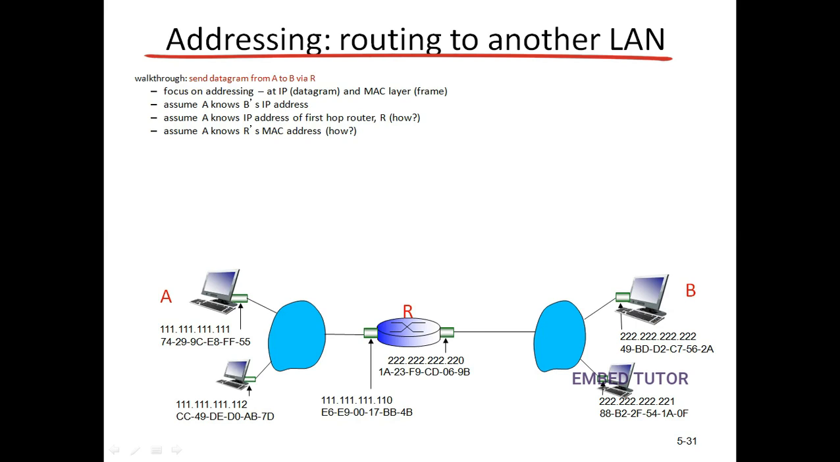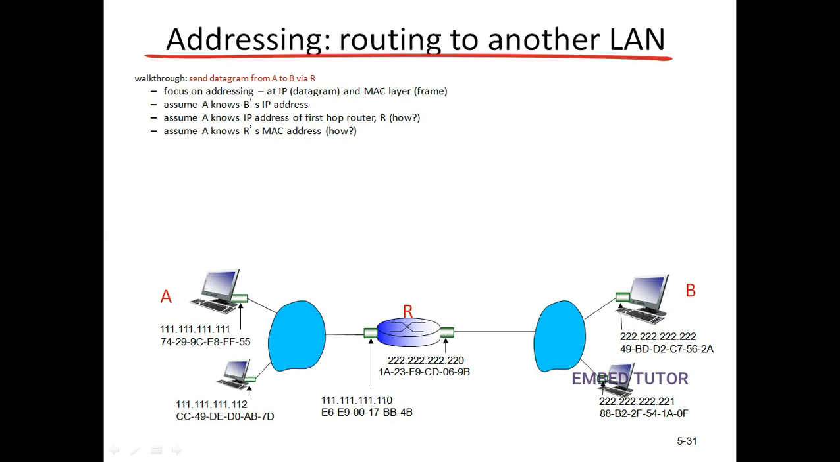So the source node A has the IP address 111.111.111.111, whereas the destination node B has the IP address 222.222.222.222, and node A has a MAC address 74-29 and so on, whereas node B has a MAC address 49-BD and so on.